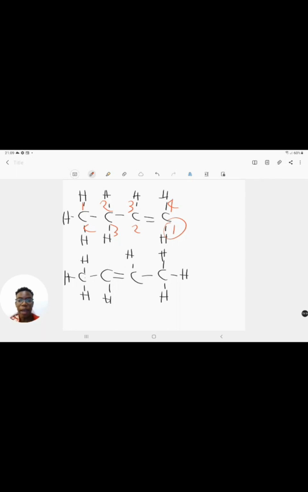Therefore, I know that the name of this compound is butene. But if I'm supposed to specify where exactly my double bond is, I will do that by using that smallest number. So this is butene, but instead of writing it as butene, I'm going to split the name and the surname. I'm going to split the first part and the second part of this name.